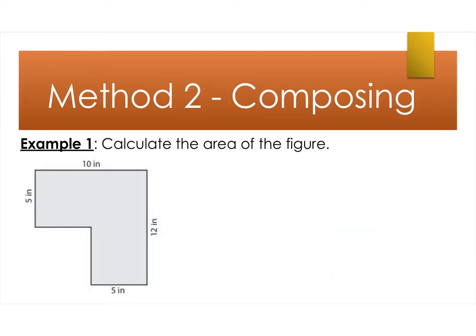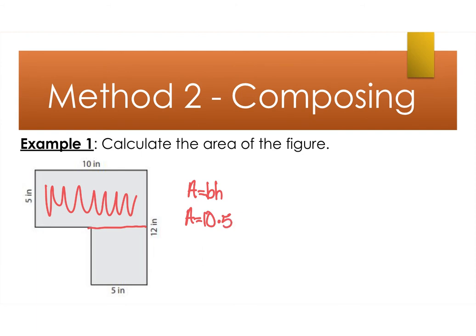So composing, we are going to cut this into multiple shapes, find the area of each shape. So for a rectangle, once again, area equals base times height. I cut it right across, so I have to find the dimensions of my first rectangle, which is 10 by 5. So area equals 10 times 5.